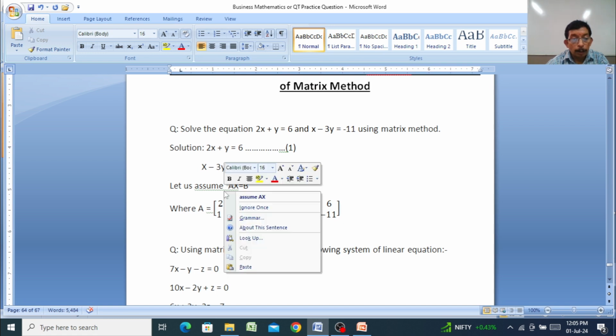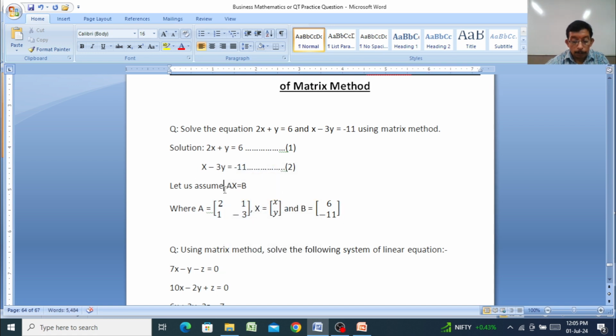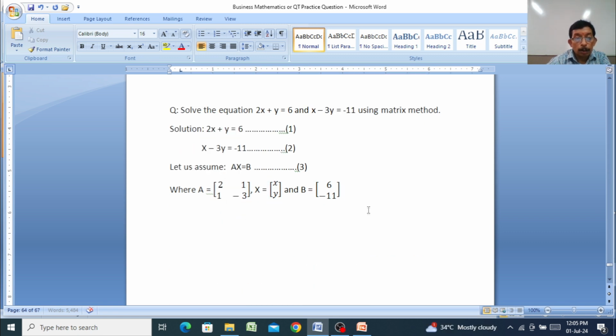Now we find this is equation third. Now we take equation third: Ax is equal to B. Note down, Ax is equal to B.